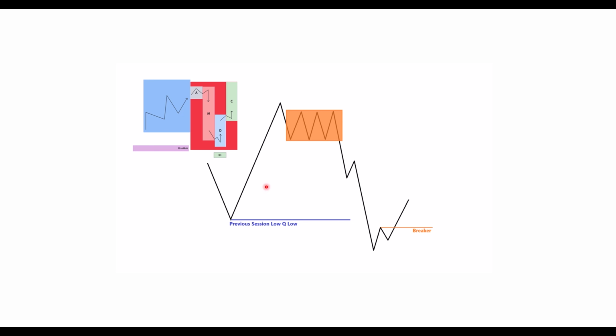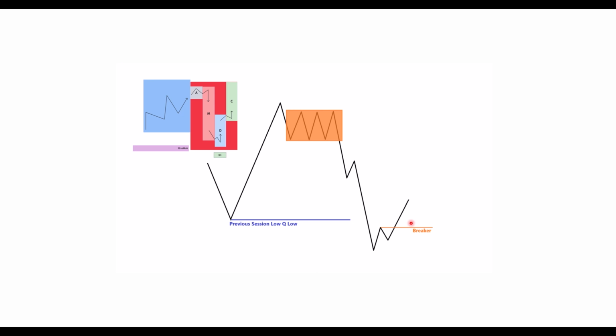And then within my distribution, which is in the third quarter, which is in my previous video if you want to go watch that, that's where we want to see displacement. So in simple terms, we generally want to see two types of sell side sweep. Accumulation low, we want to see that swept, and our previous session low, we want to see price sweep that. And then within this range, we wait for a breaker, which we can utilize as an entry.